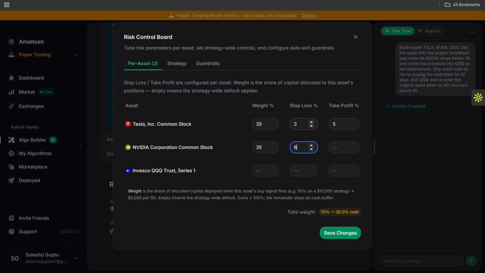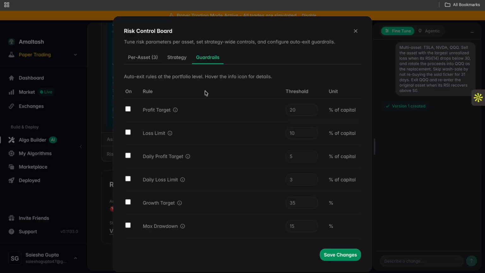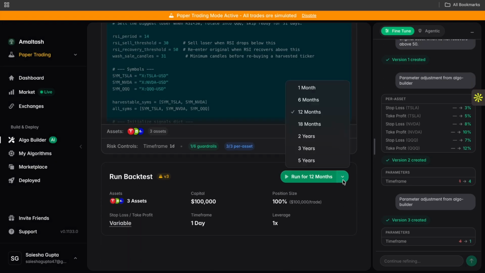Next, add your stop loss and take profits, your time frame, as well as portfolio-wide guardrails. Now you're ready to run your first backtest. Choose 5 years.